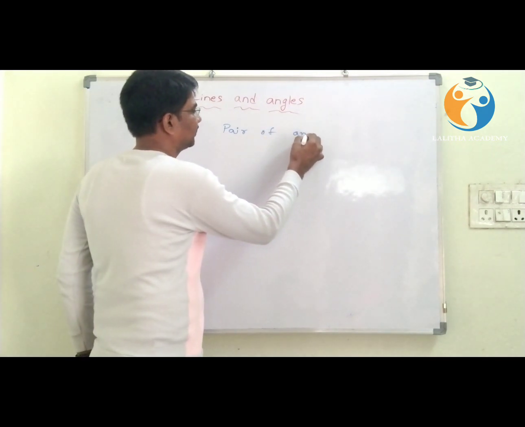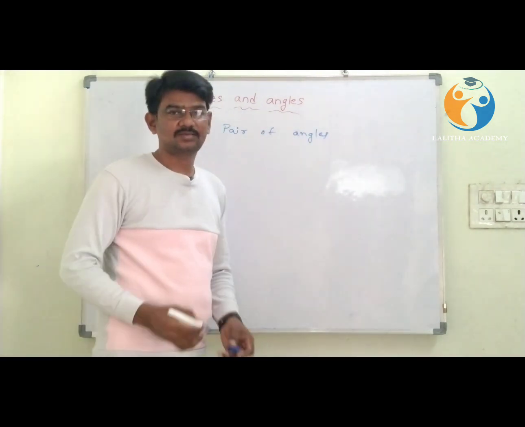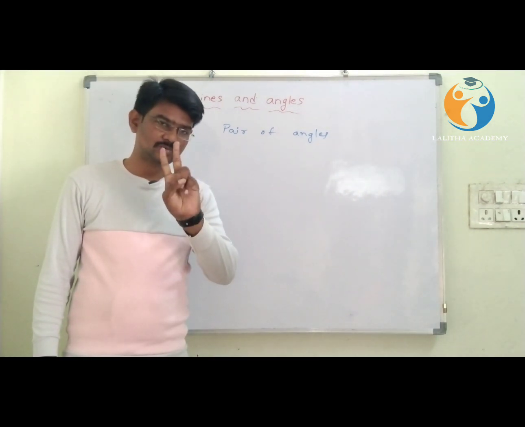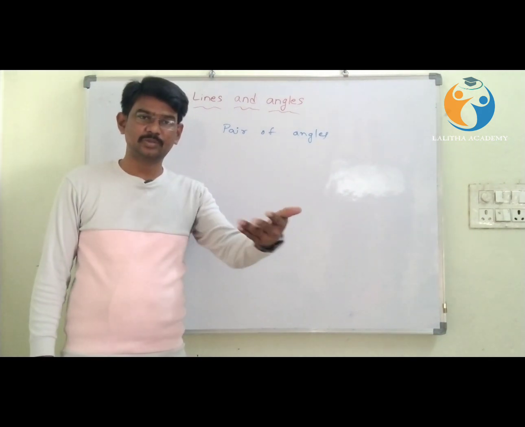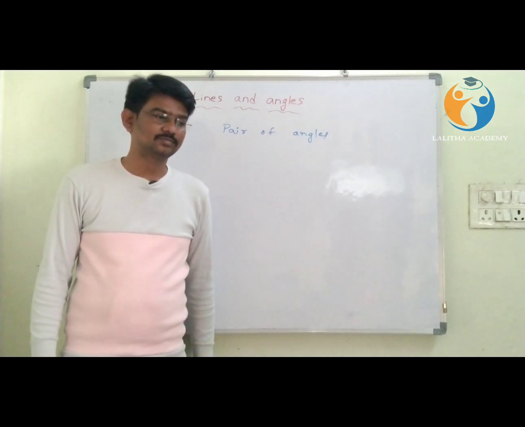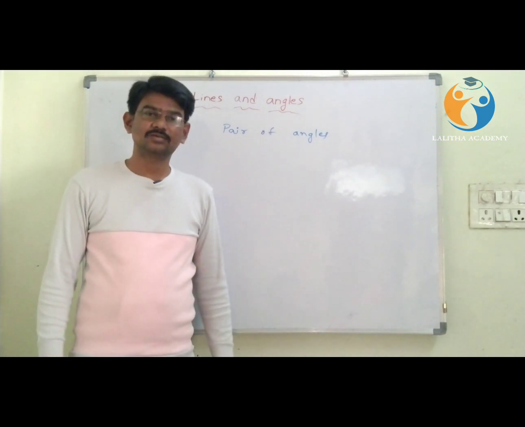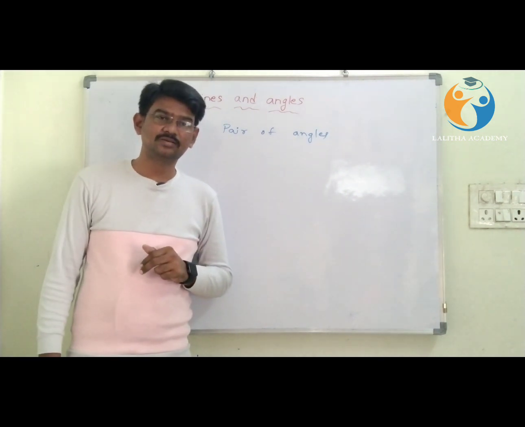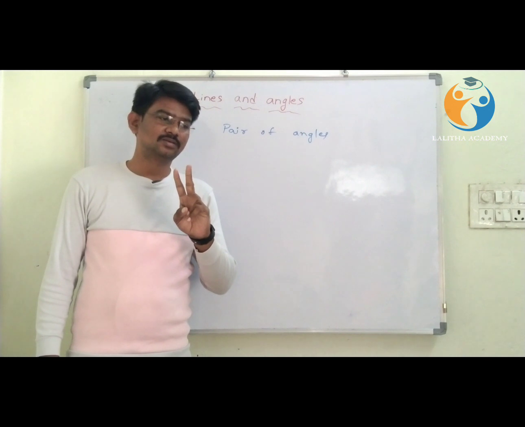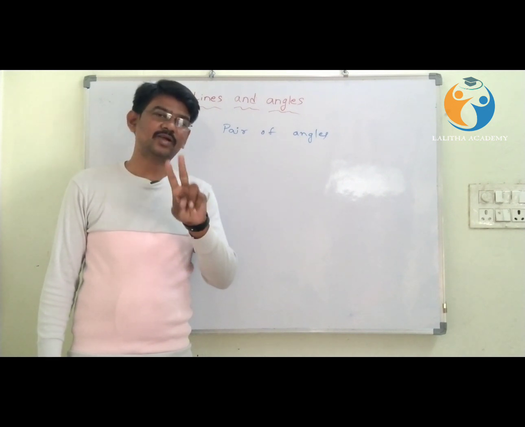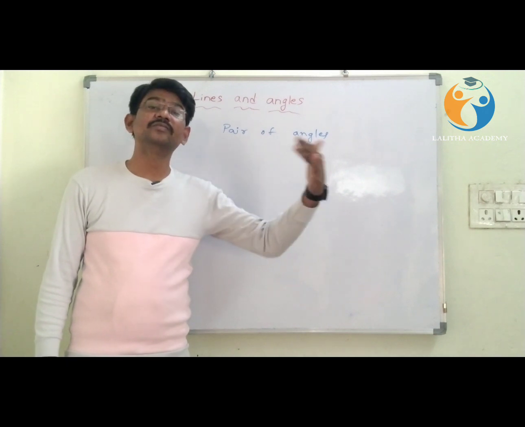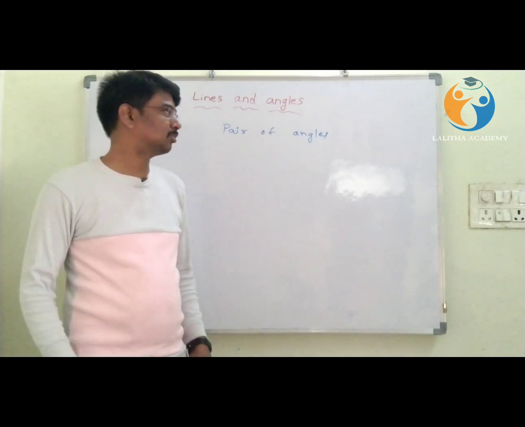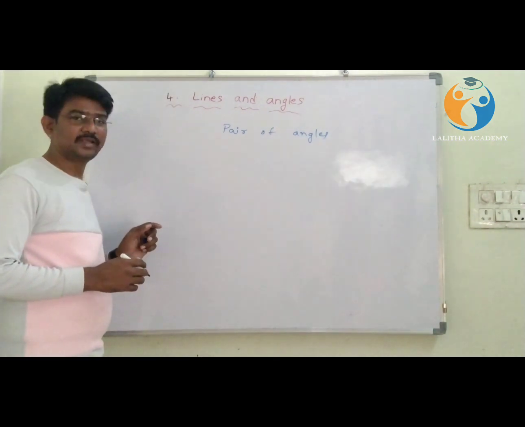Pair of angles. Pair means what? Pair means two. One pair of shoes, one pair of chappals, one pair of dresses, one pair of pencils. Very good. So, pair of angles. Pair of angles means how many angles should be there? Two angles. Pairs of angles are called by different names. Let us discuss the names of pairs of angles.